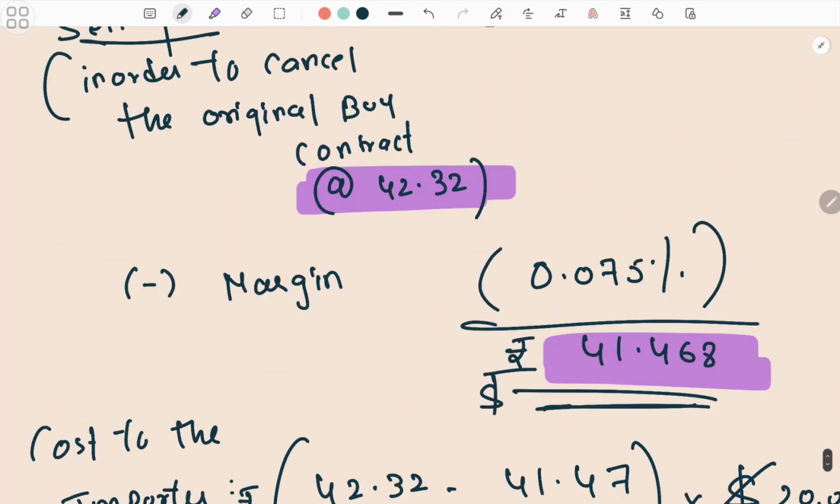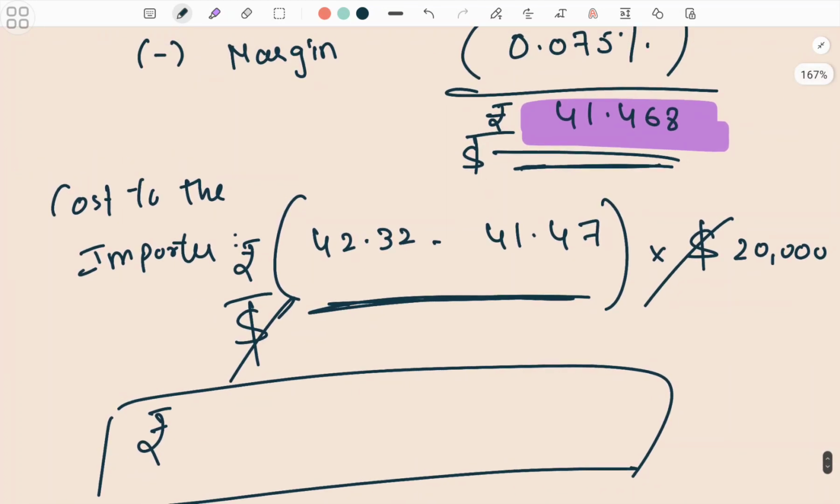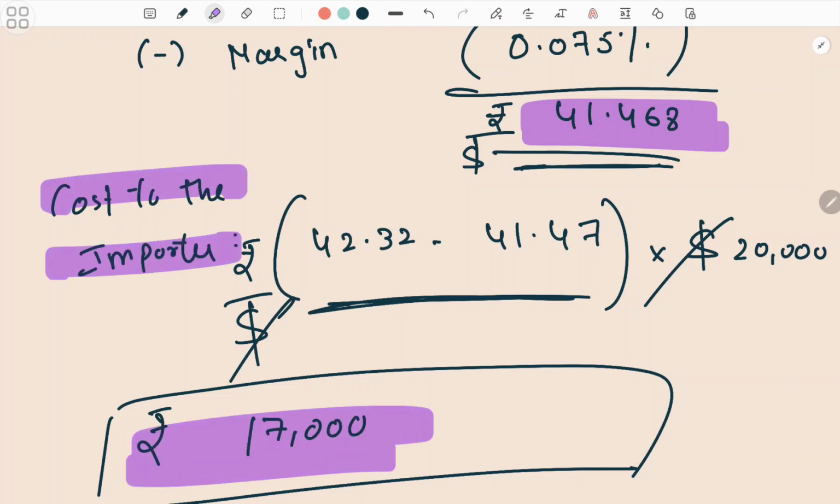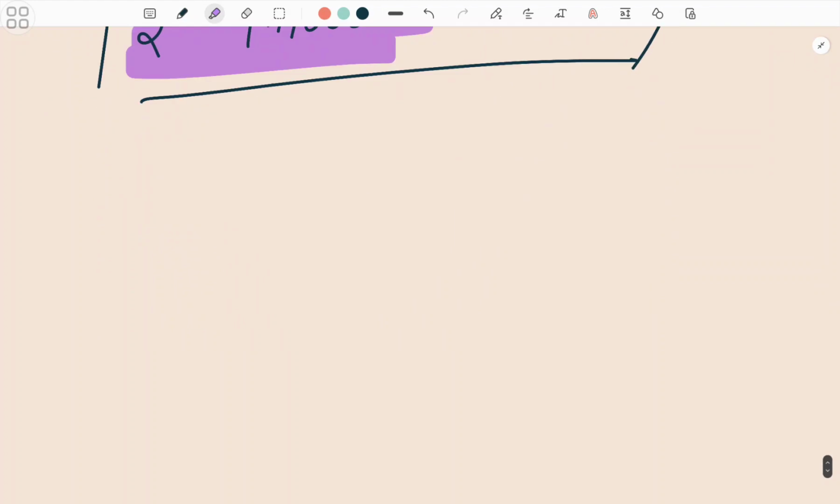42.32, this rate is correct or what? Yes, 42.32 minus 41.47 into 20,000. 17,000 is the cost. Got it? 17,000 is the cost to the customer. You can also say loss to the customer, but you have to pay an excess. So let's just term it as the cost, which goes out of the pocket of the customer, the importer. At the same time, it's the gain to the bank, right?